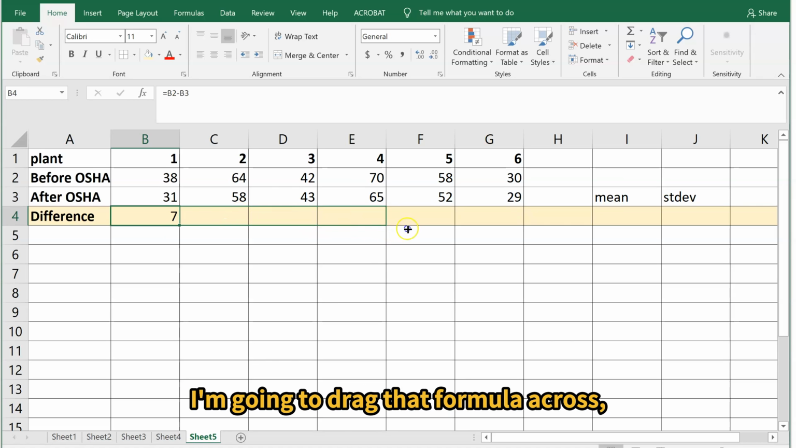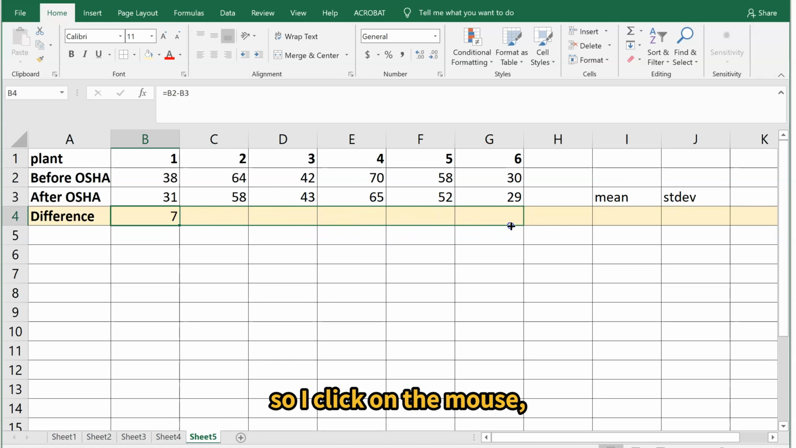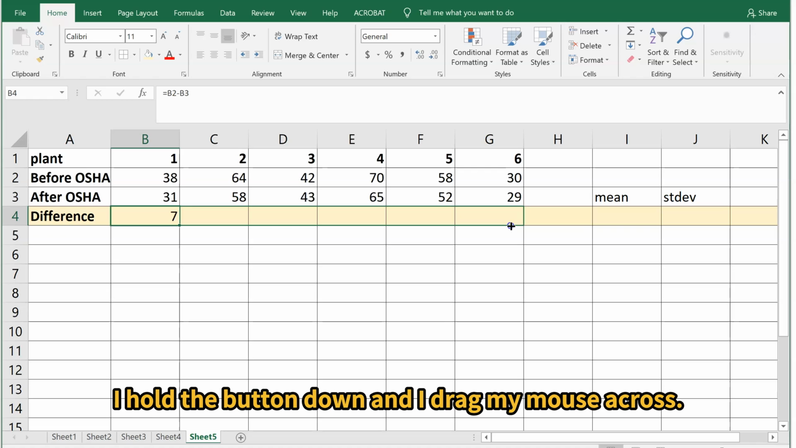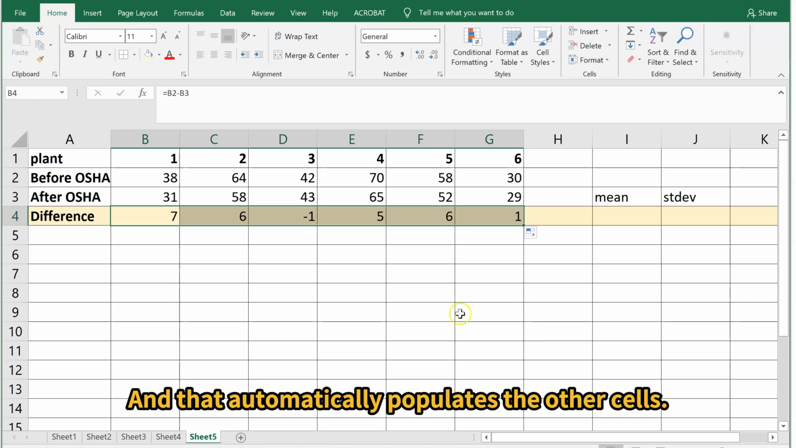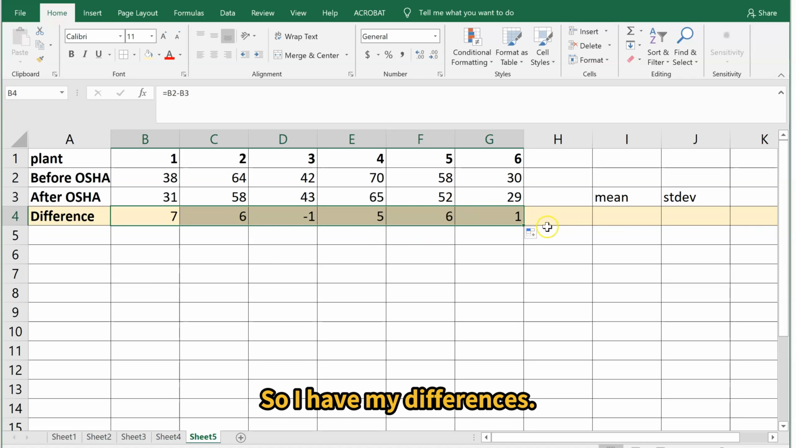I'm going to drag that formula across, so I click on the mouse, I hold the button down, and I drag my mouse across. And that automatically populates the other cells. So I have my differences.